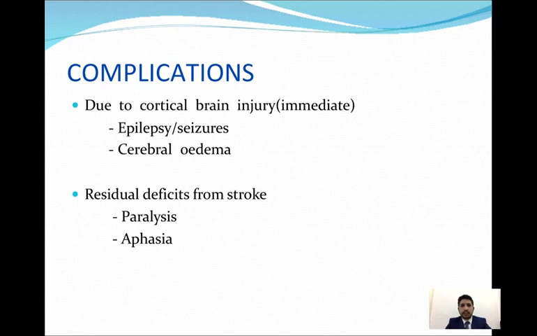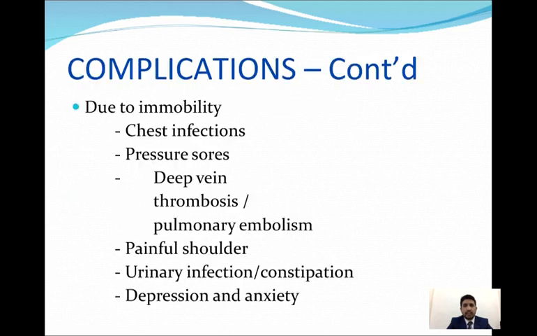Then there are complications of stroke. There are immediate complications, residual complications, or later complications. Immediate complications: the patient can have seizure or cerebral edema because of the infarction or hemorrhage. Then there are residual defects from the stroke like paralysis, aphasia. And then there are later complications. These are basically because of immobility. The patient has recurrent infections, pressure sores, painful shoulders, UTI, depression and anxiety.